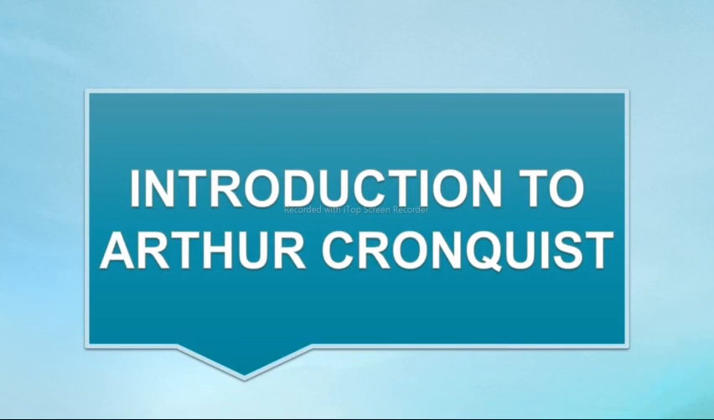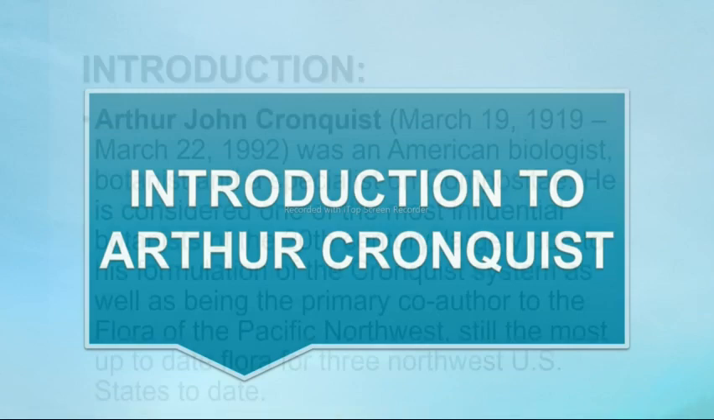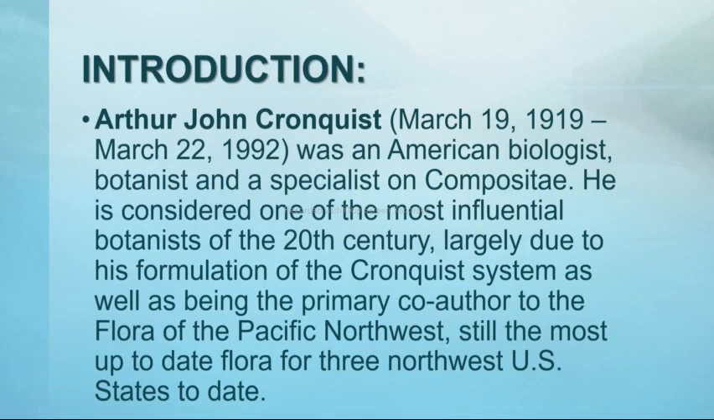First of all, I will discuss the introduction to Arthur Cronquist. Arthur John Cronquist was born on March 19, 1919, and he died on March 22, 1992. He was an American biologist, botanist and a specialist on the Compositae. He is considered one of the most influential botanists of the 20th century, largely due to his formulation of the Cronquist system, as well as being the primary co-author of the Flora of the Pacific Northwest. Still the most up-to-date flora for three Northwest US states to date.